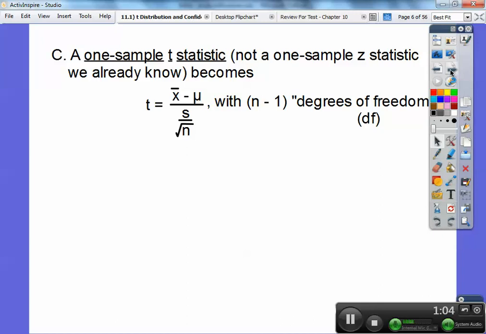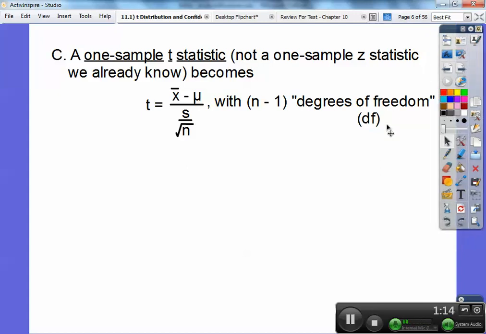Then n minus 1 is called degrees of freedom. Don't be too scared about that df thing. It's just a new term, and it means we're in the t distribution. We don't know the standard deviation for the population, which would make it a z statistic. We're in a t statistic, so we only know the sample standard deviation.